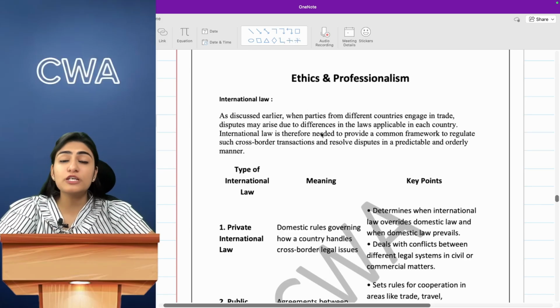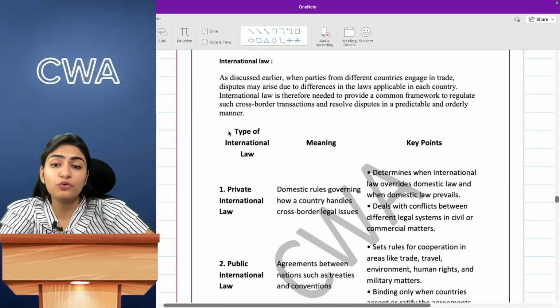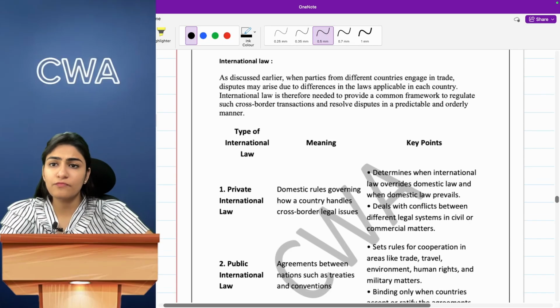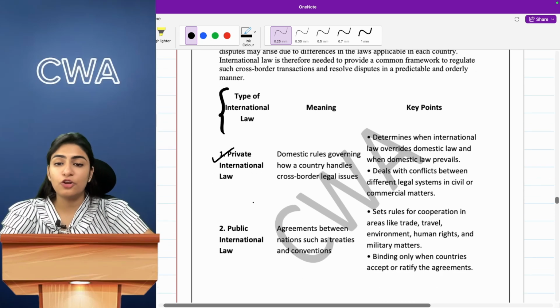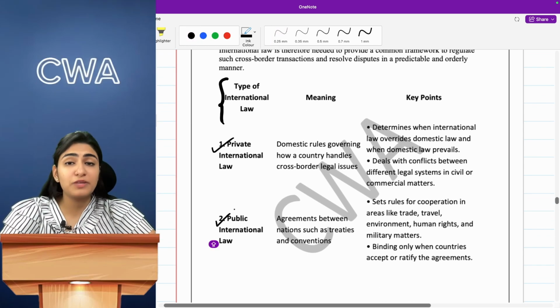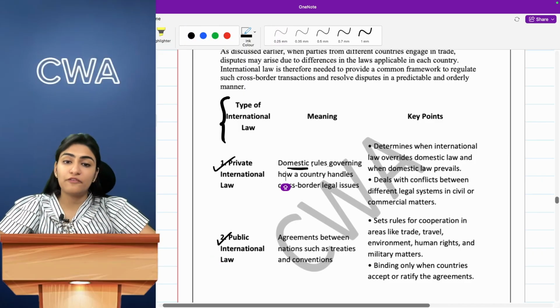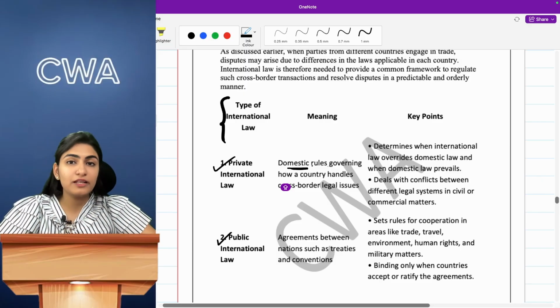Now let's focus on what international law is. How does international law work? There are two types of international law. The first one is private international law, and the second one is public international law. Now, what is private international law? It is domestic rules in your country that handle cross border legal issues.